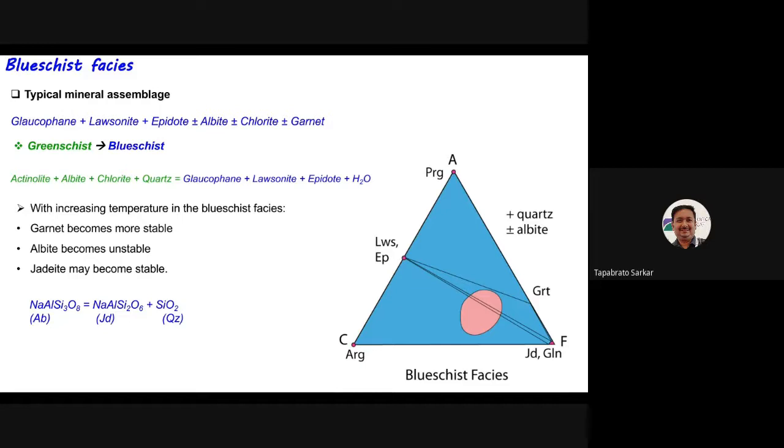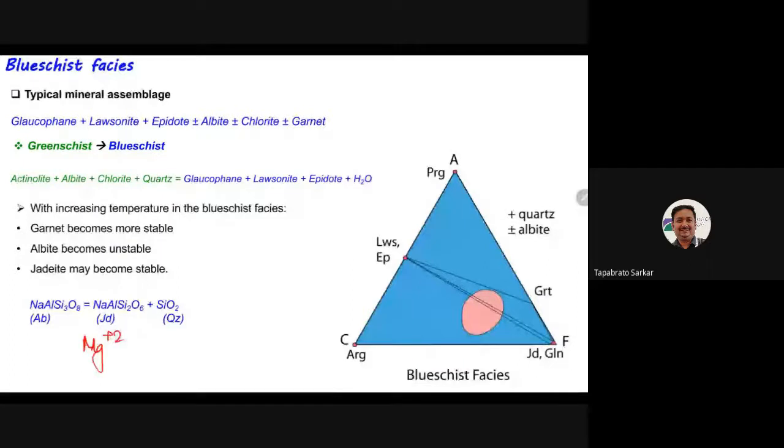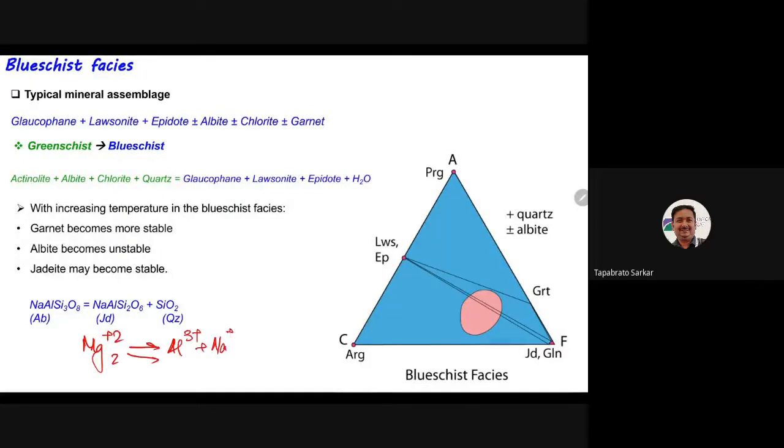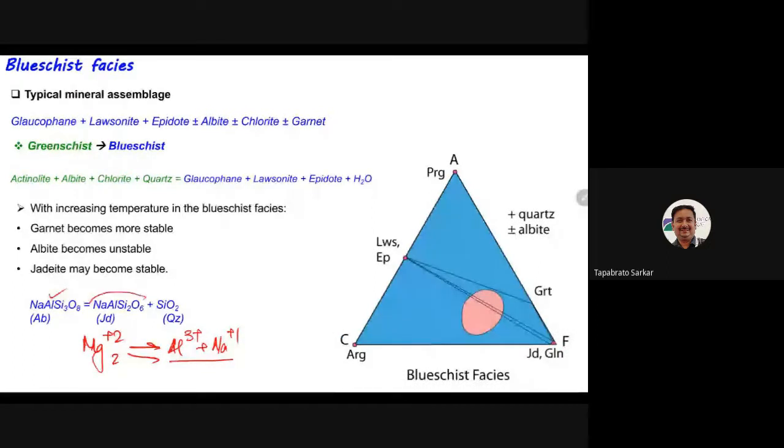Not really by the glaucophane substitution, this is called a jadeitic substitution, where Fe and Mg, 2 plus minerals, let's say Mg 2 plus, gives Al 3 plus and Na 1 plus. So 2 into 2, 4, the charge is balanced, and you get aluminium and sodium in the octahedral site where Mg was there in the pyroxene. So basically the albite structure breaks down to form a pyroxene, which is sodium and aluminium rich, and quartz.